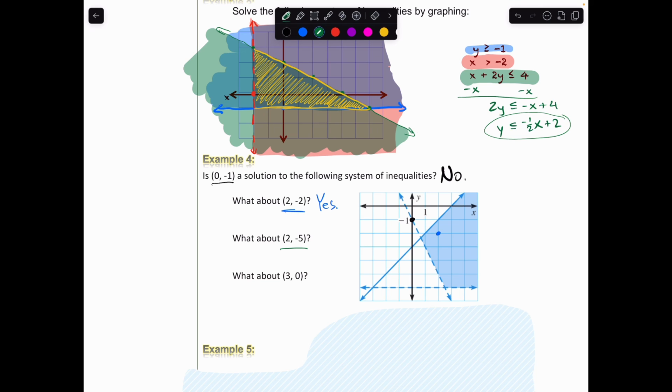Okay. So (2, -5) is down here. It's touching the shaded region, but it's on a boundary line. And because that boundary line is a dashed line, it is not a solution. That kind of gives away the answer for the last one, because (3, 0) is right here. It is touching the shaded region, and it is a point on a solid line. So yes, it is a solution.